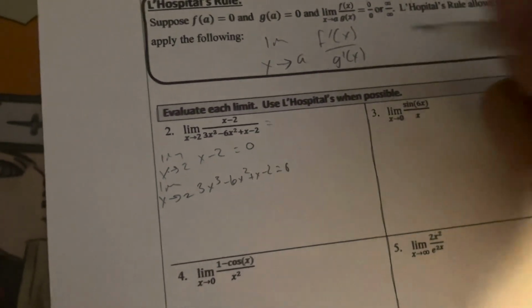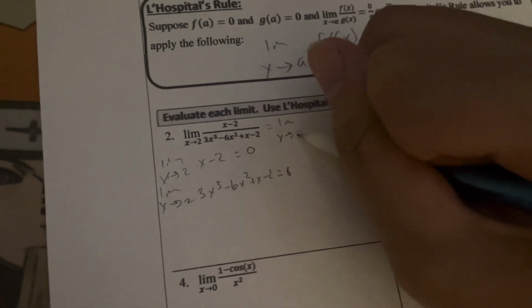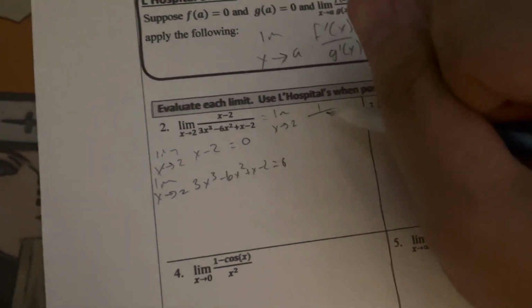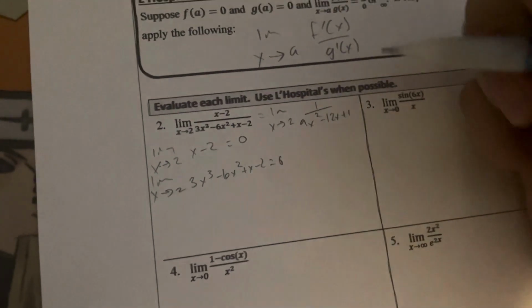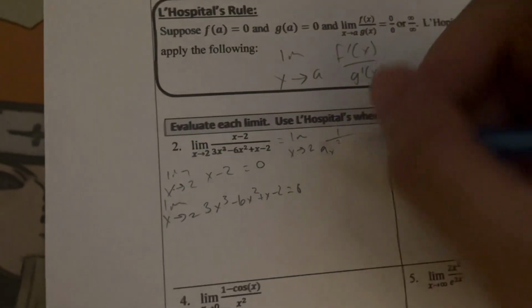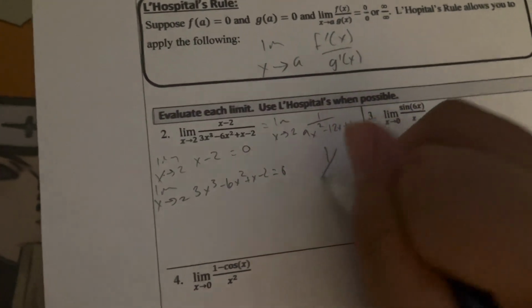You can find the derivative of the numerator and denominator. So this becomes the limit as x approaches 2 of 1 over 9x squared minus 12x plus 1. And now you can try direct substitution. You plug in 2 and you'll find that the limit is 1 over 13.